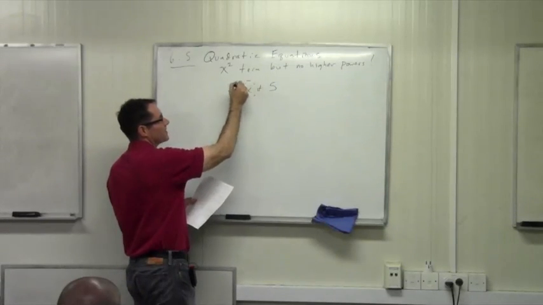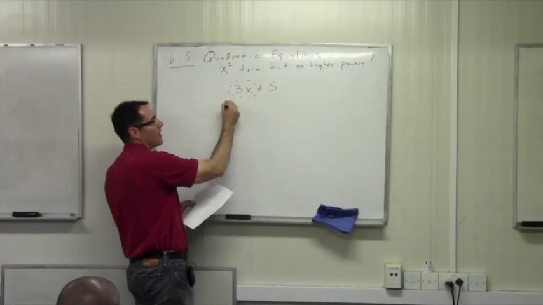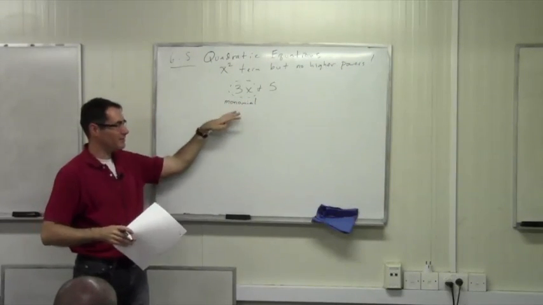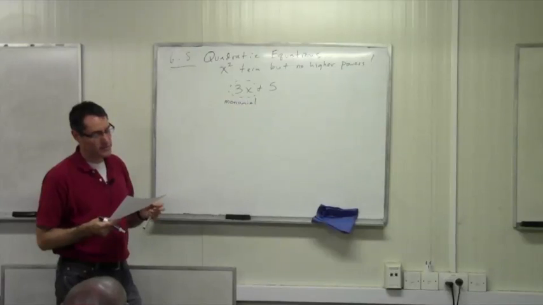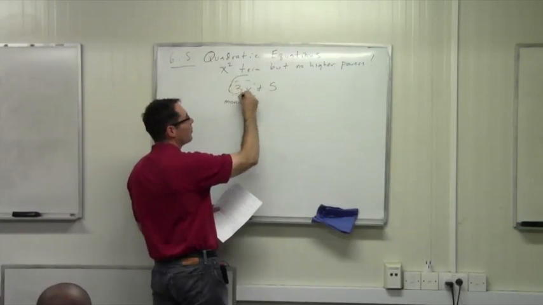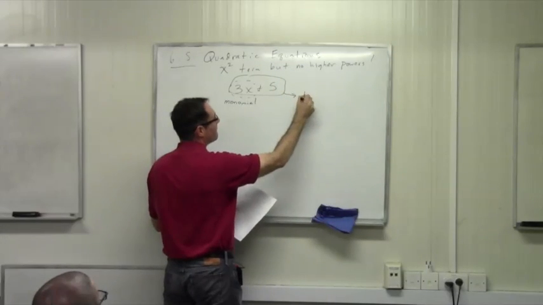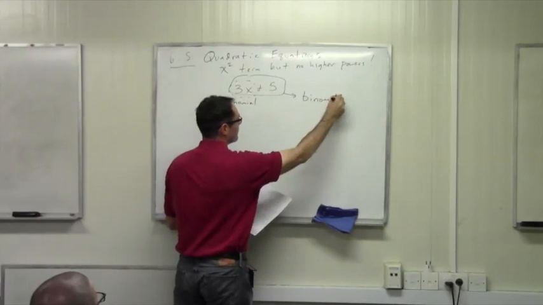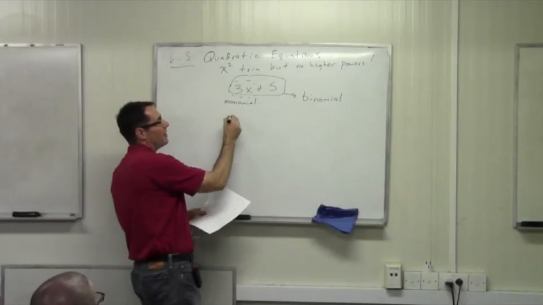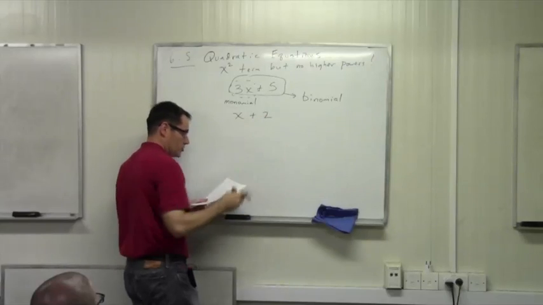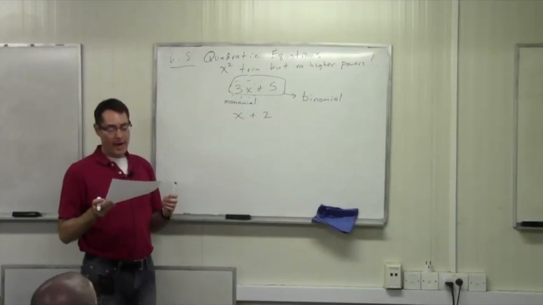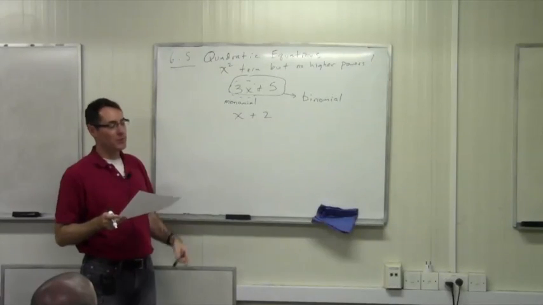The 3x is called a monomial. Don't worry about the name, but I'll give it to you, and it'll make sense in a minute why we're calling it a monomial. 3x plus 5, this whole thing, is called a binomial. Another binomial is x plus 2, for instance. What happens when we multiply two binomials together?